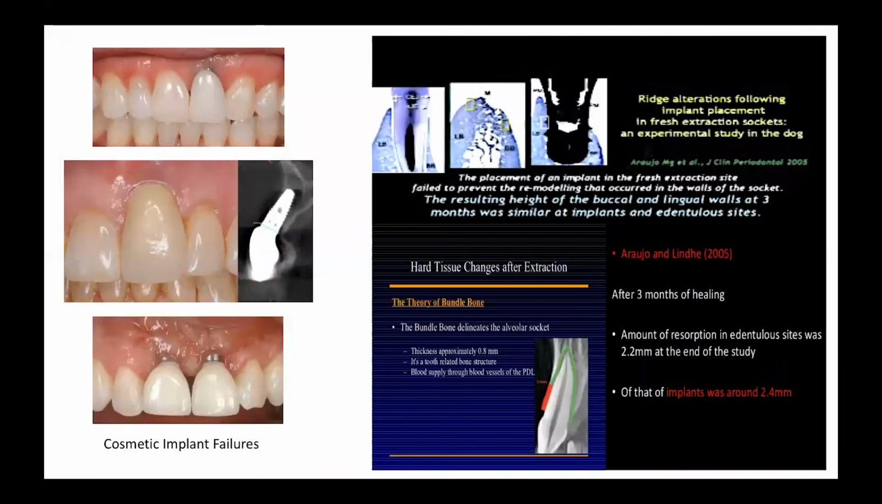Cosmetic implant failures are one of the most challenging clinical tasks that we can encounter in implant dentistry. A significant percentage of the cause of the problem is the lack of consideration of the ridge dimensional changes that happen after tooth extraction, as demonstrated by the series of studies by Araujo et al.